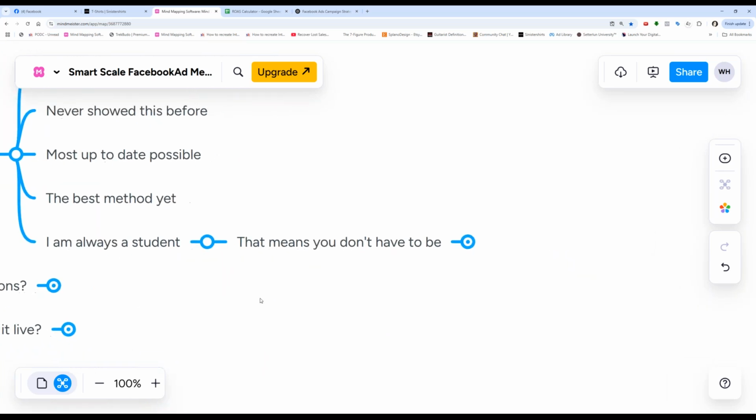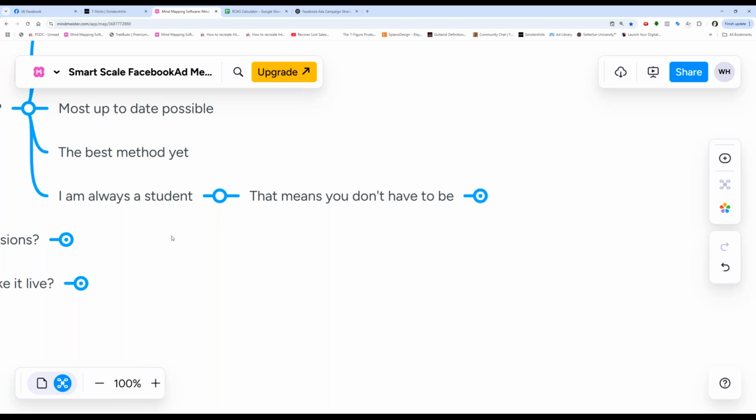Okay, so how's this different? I'm always a student. I am not the type that says I know everything, although my wife tells me I do. I'm just kidding. I'm always a student. That means you don't have to be, which is a huge advantage. That means I learn from others too. And I'm not ashamed to say that.